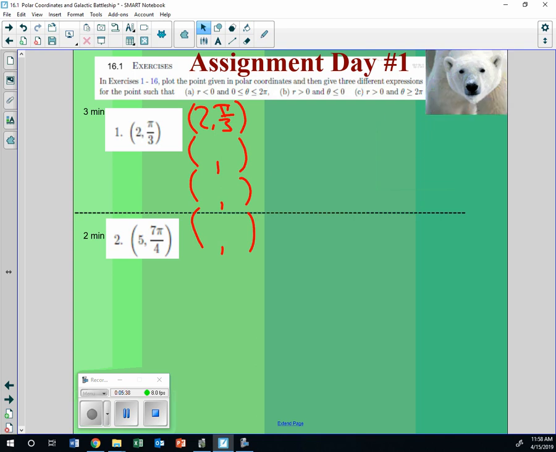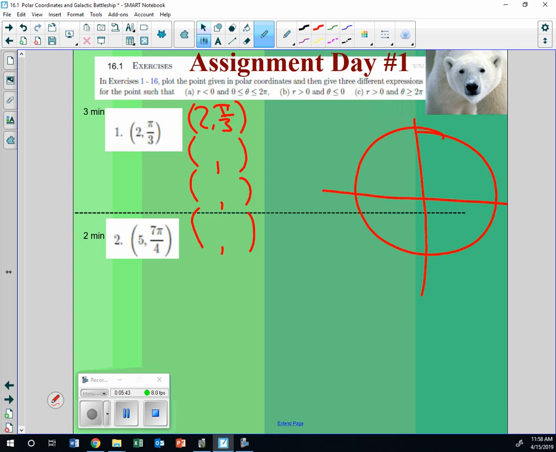So here's my circle. And here is 2. There's 1. There's 2. We're going to go pi over 3. Here is 2 comma pi over 3. There's one way to write it. Now the other ways to write it are going to be another positive 2 and 2 negatives. So you can start by doing that. That's the easy part. There'll be 2 twos, 2 negative twos. These will all make the same point.